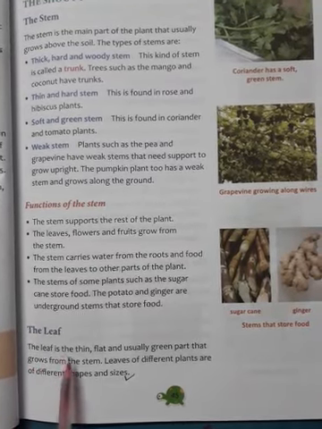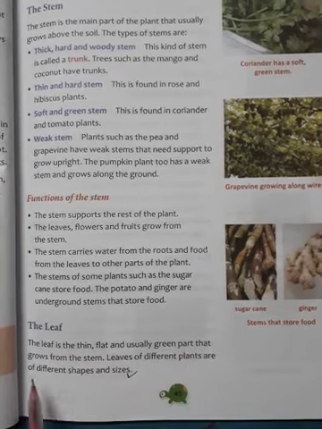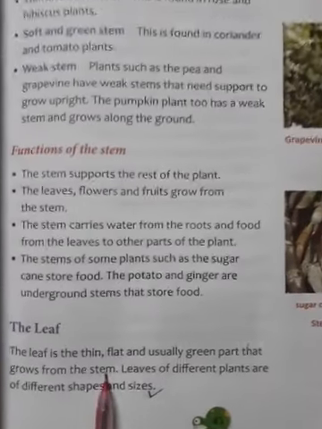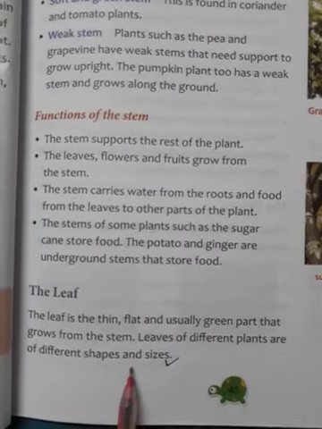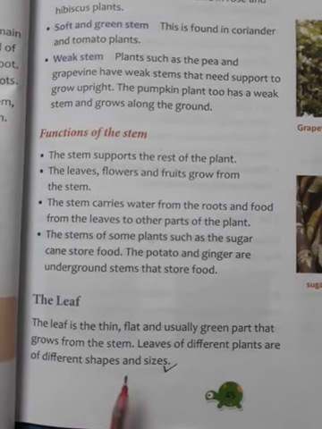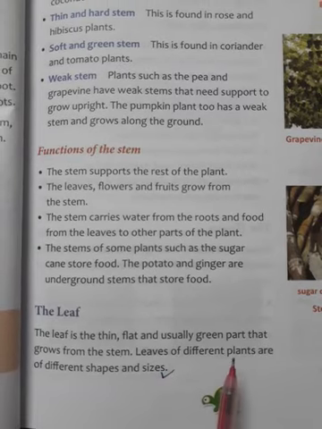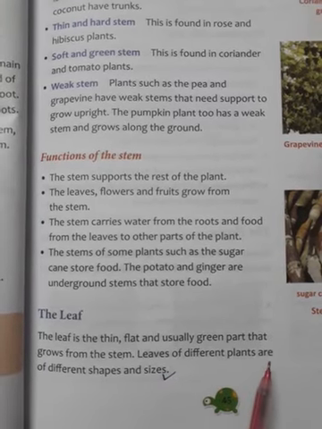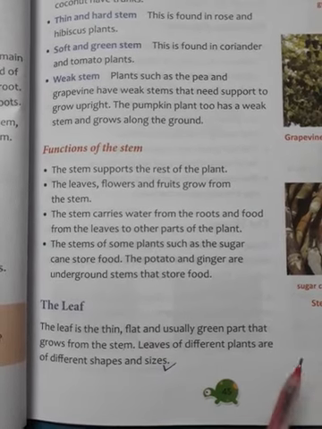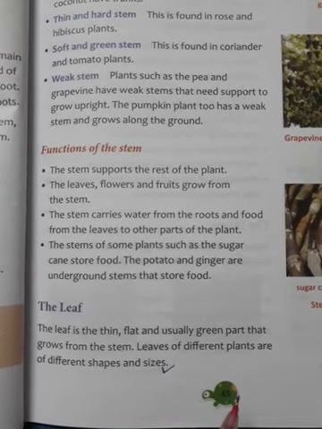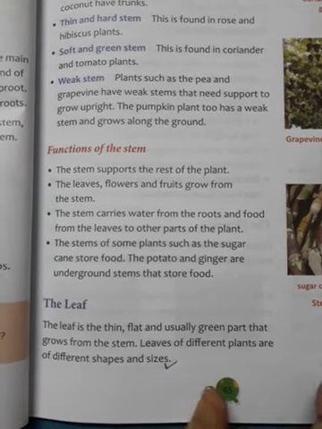The leaf is the thin, flat and usually green part that grows from the stem. Leaves of different plants are of different shapes and sizes. So what is the leaf? The leaf is a thin, flat and usually green part of the plant that grows from the stem. It is of different shapes. Mango trees have different leaves, guavas have different leaves, bananas have different leaves and so on.